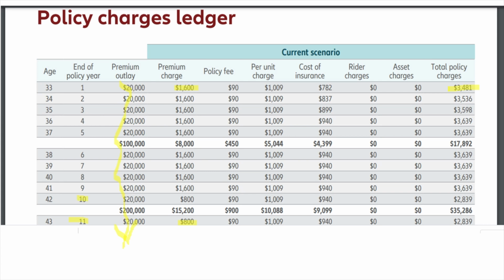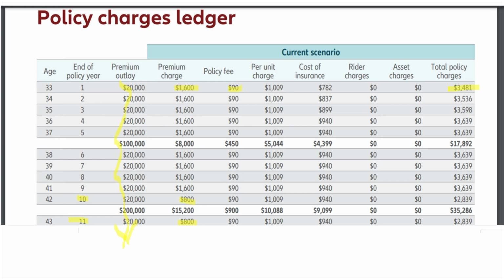At only 4% tax. And this is only charged to the policy when there's a premium put into the policy. So after he puts in his premium for 30 years, this premium charge goes away. The policy fee is $7.50 per month times 12 months, and it's a whole $90 per year.